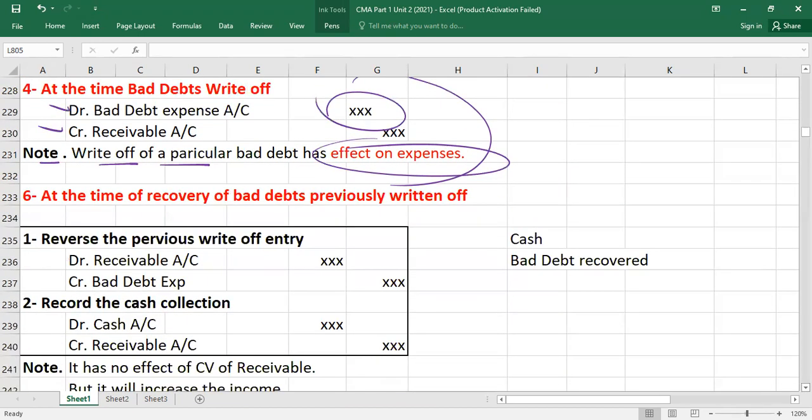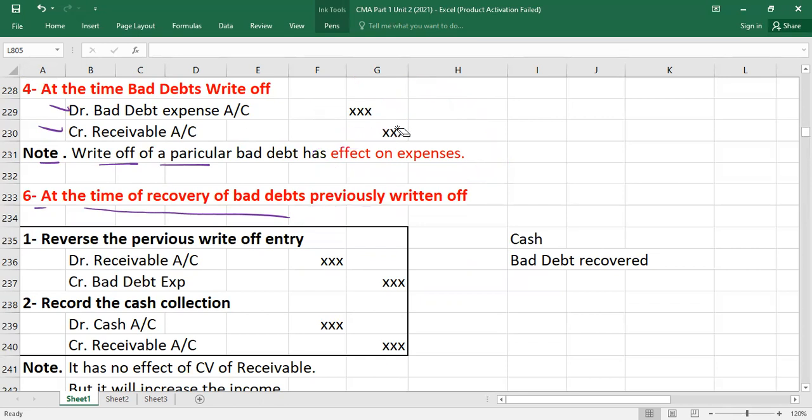Entry number 6 is also going to be changed. What is entry number 6? Note, at the time of recovery of bad debts previously written off, what entry will you pass? Obviously, first you have to reverse this entry ideally. Reverse it. You have to debit what? Receivables, credit what? Bad debts. And then you have to record normal cash collection. You have to debit cash, credit receivables.